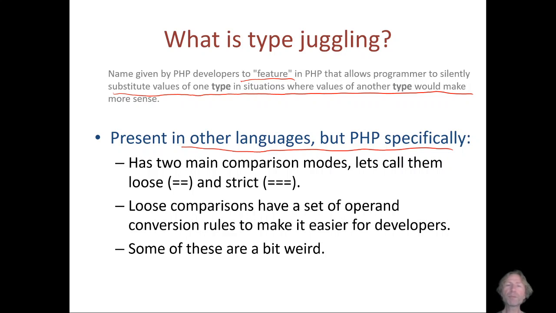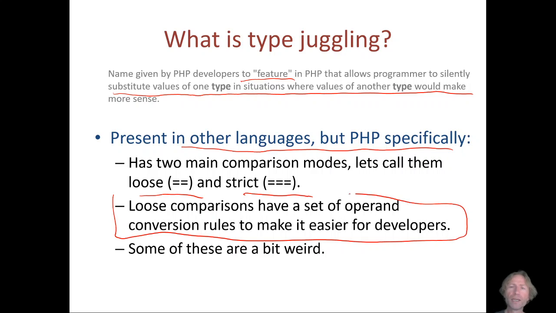Okay, so PHP has two types of comparison: a loose comparison and a strict comparison. So it's an equal equal or equal equal equal. Okay, and the loose comparison has some surprising semantics when it comes to the conversion rules. Some of these are a bit weird, and let's have a look at these conversions.